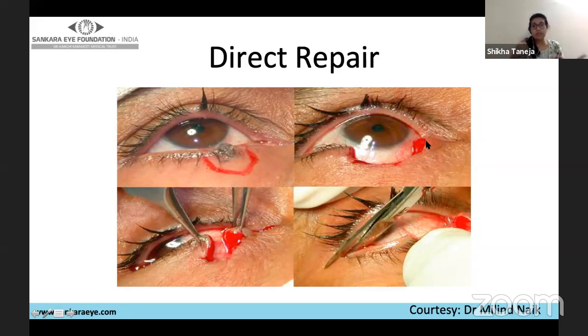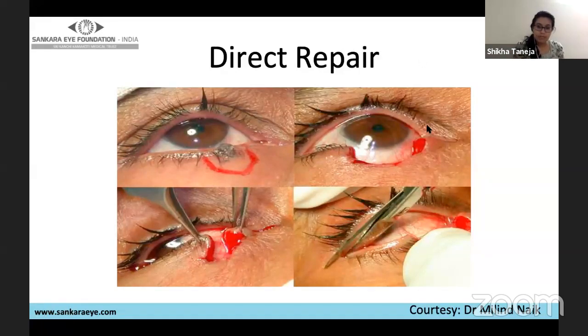Now let's go back to that mental picture. I had told you we have to tick mark certain things. A, what is the length? How much of the tissue is involved? Is it less than 1/3, or 1/3 to half of the lid? When we look, it looks like 30 to 40%, so we can try a direct repair in this particular case. Another thing, the periocular tissue is viable. The canthi are not involved, so we don't have to worry. So this is a good case for a direct repair.